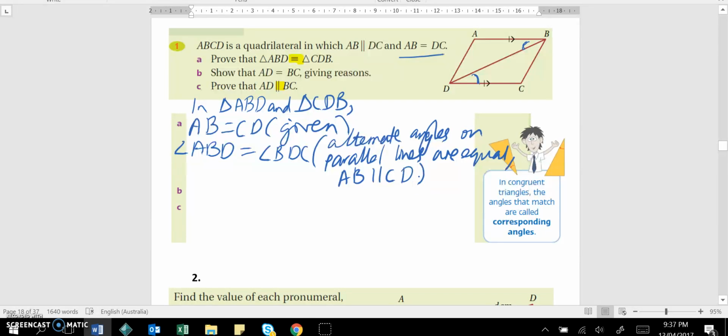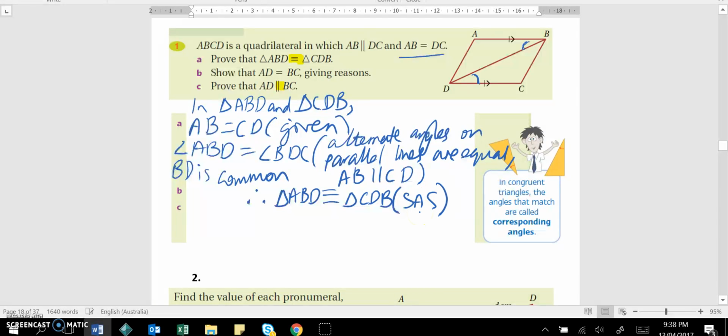And then I'm going to say that BD, the line in the middle, is common. In other words, it's a shared side. Okay, and then because of those three things, I can say that the two triangles are congruent. And I need to write which test I used. I used a side, an included angle, and a side. So SAS test.